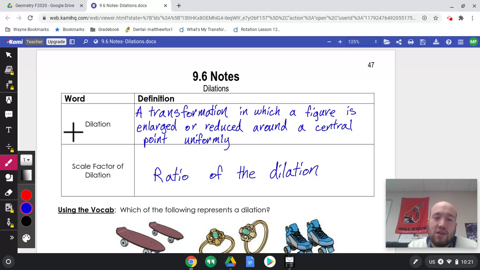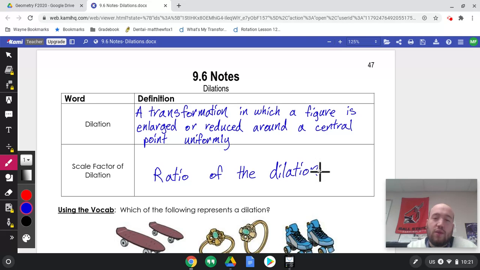Okay, so dilation is a transformation in which a figure is enlarged. Now, it's not just getting bigger, though. It also could be reduced. And the key is it has to be around a central point uniformly. Think of a uniform, where everyone's wearing the same thing. So uniformly means it's consistent throughout the shape. The shape will still have the same ratio of its side lengths. It'll just be bigger or smaller.